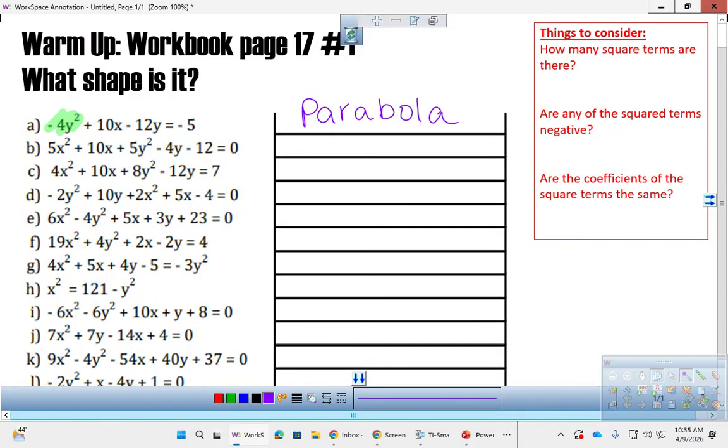All right? For number 2, there are 2 squared terms, so it's not a parabola. There's a 5x squared and a 5y squared. So there's 2 squared terms, and the coefficients in front of those squared terms are the same, meaning the distance from x and the distance from y will be the same. And so this one's a circle.